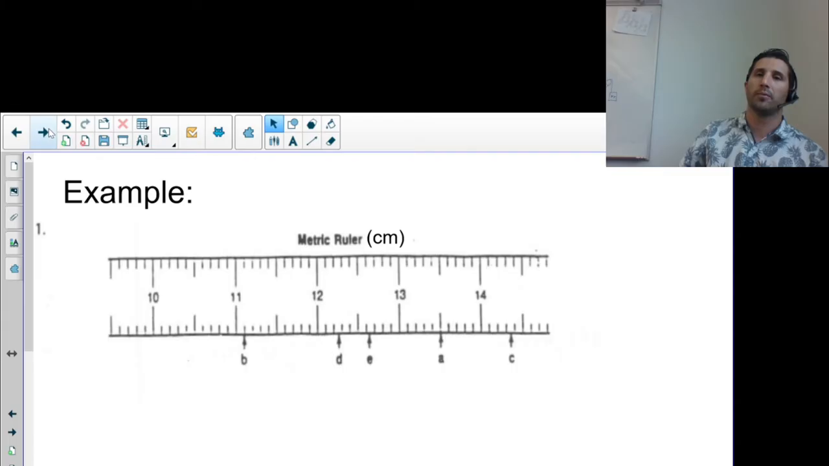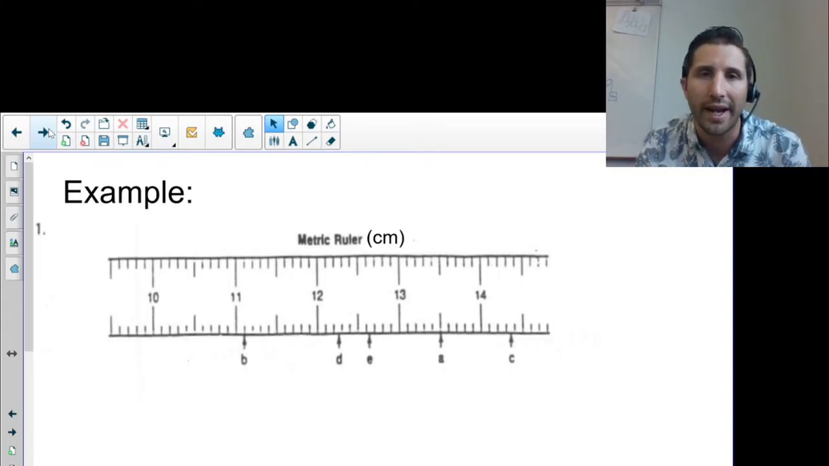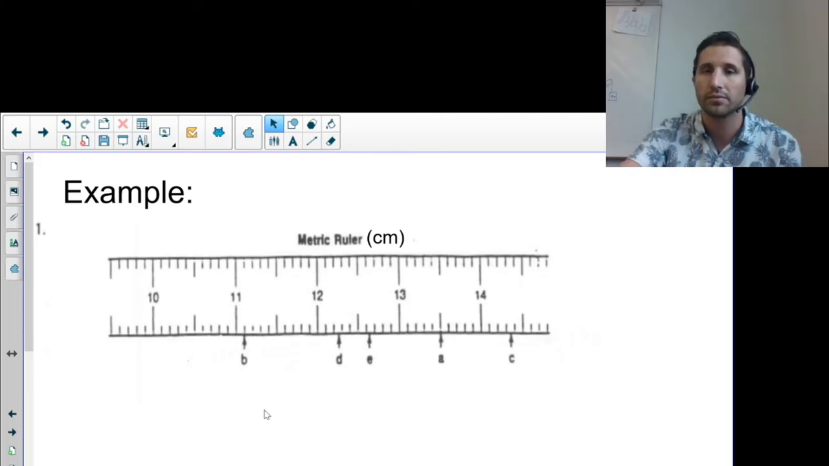So here's our first example. Imagine that this is a metric ruler that measures length in centimeters. Down at the bottom you can see the letters A, B, C, D, and E. As an exercise, we can measure and record some of the measurements on this ruler. I'm going to start with A.